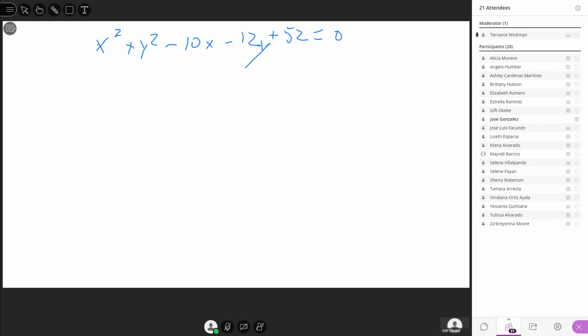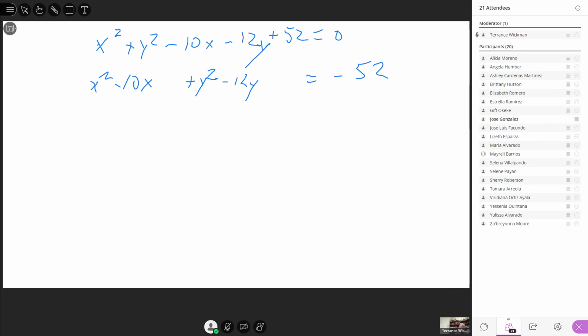So what we want to do is put the x's together, the y's together, and then move the number to the other side. So we're going to put x squared minus 10x plus y squared minus 12y equals negative 52. So all we've done is reorganize it. Is it looking better? Yes.